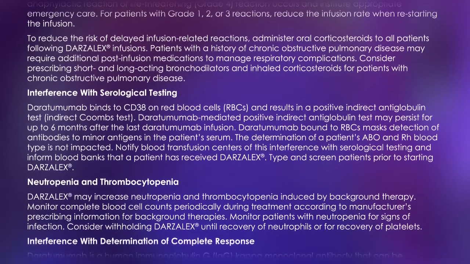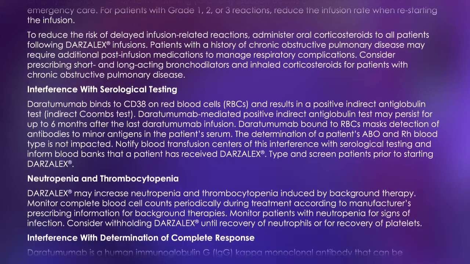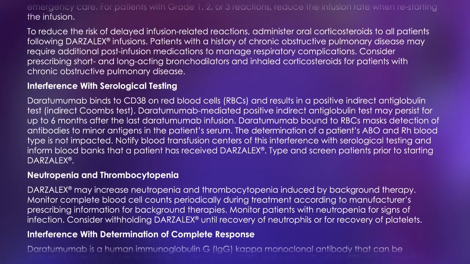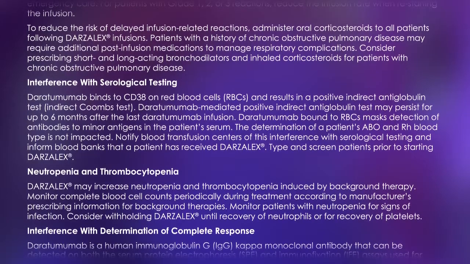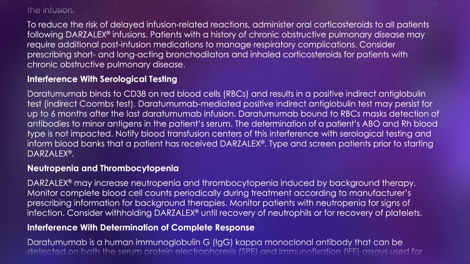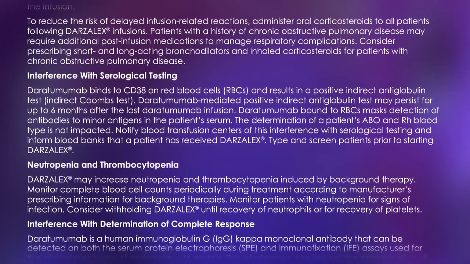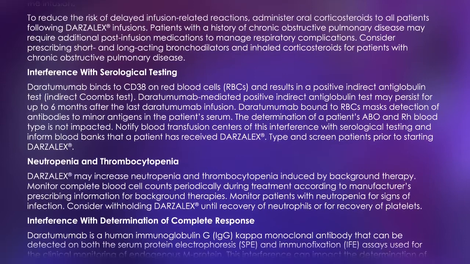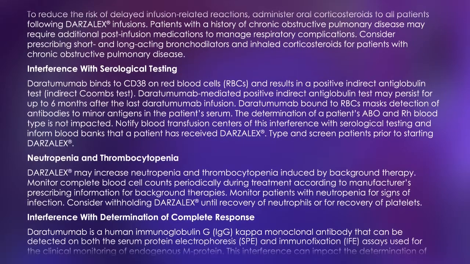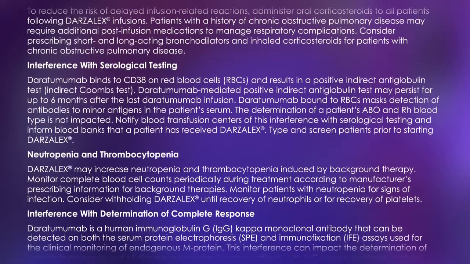The determination of a patient's ABO and Rh blood type is not impacted. Notify blood transfusion centers of this interference with serological testing and inform blood banks that a patient has received DARZALEX. Type and screen patients prior to starting DARZALEX.